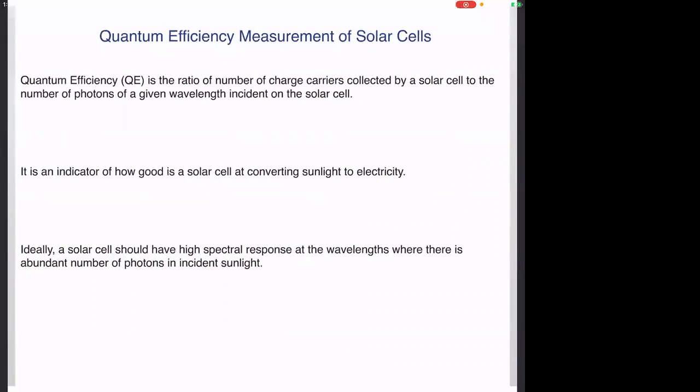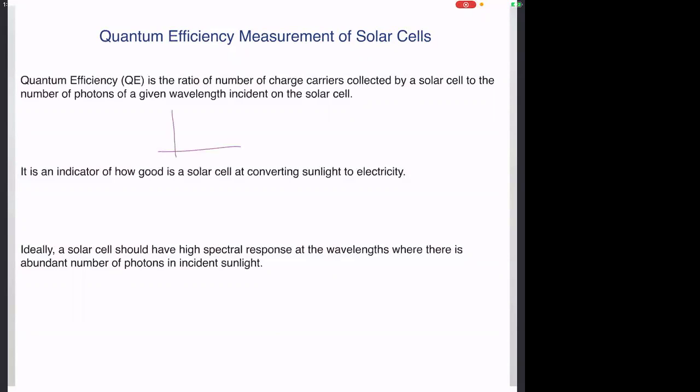As I said before, quantum efficiency is a very important metric for solar cells. So how we measure this is important. Again, to remind ourselves, quantum efficiency is the ratio of the number of charge carriers, the electron-hole pairs, collected by the solar cell, by collected, I mean those contributing to the current generated by the solar cell, divided by the number of photons of a given wavelength incident on the solar cell. So you measure this for a particular wavelength of light, and then you sweep the wavelength, you get the quantum efficiency as a function of wavelength.